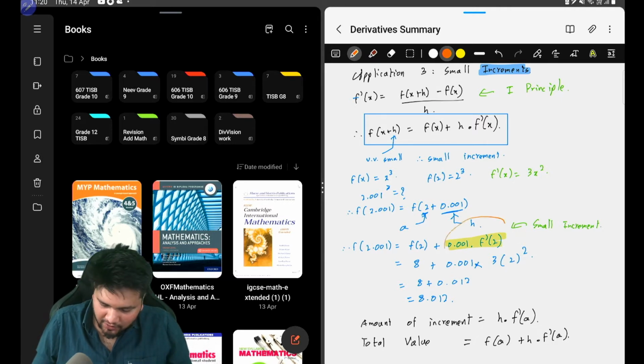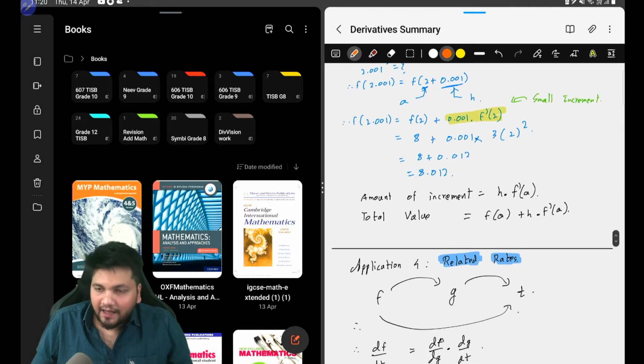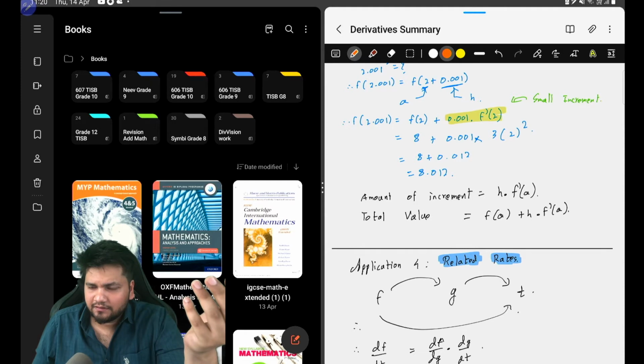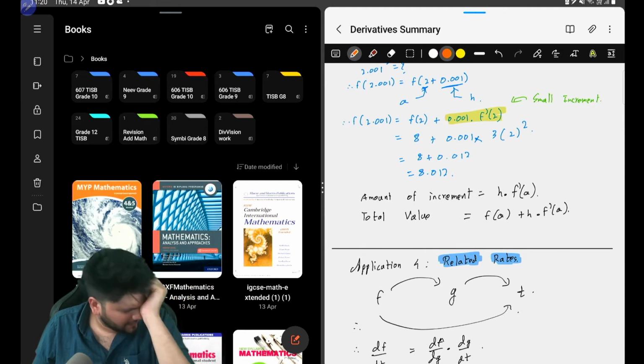Remember, this is the small increment. Now see, most of the questions they ask you how, what would be the, like, what do they write?